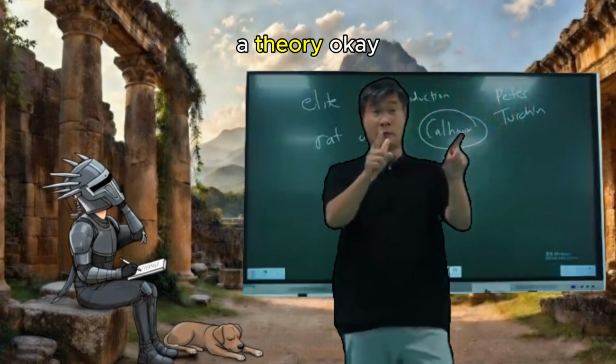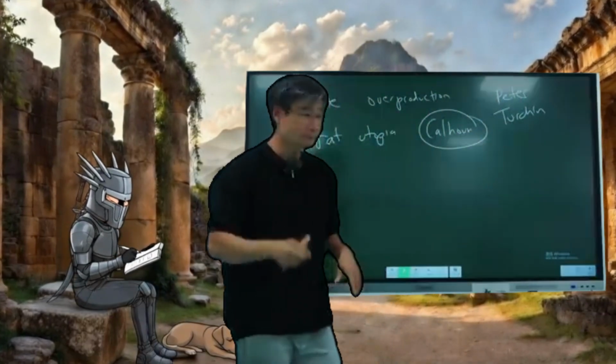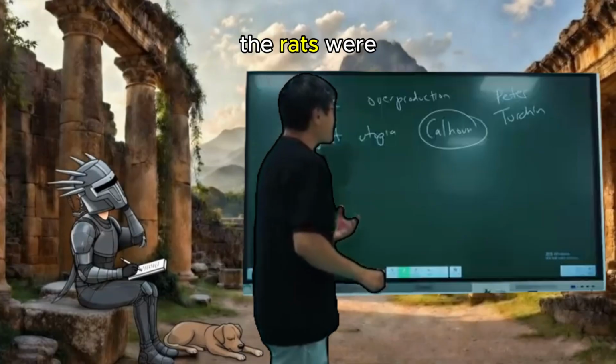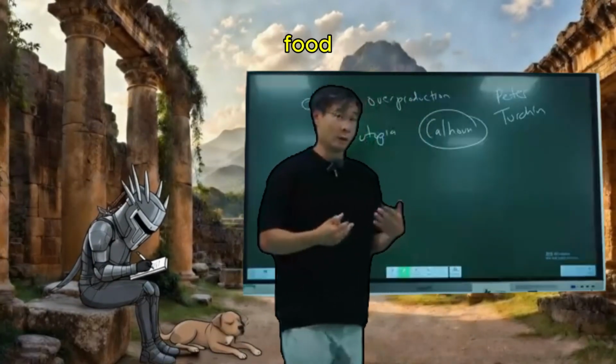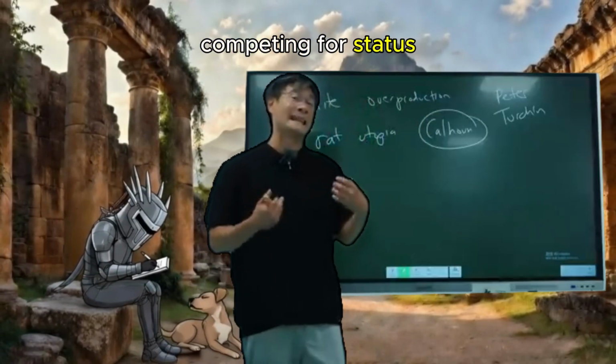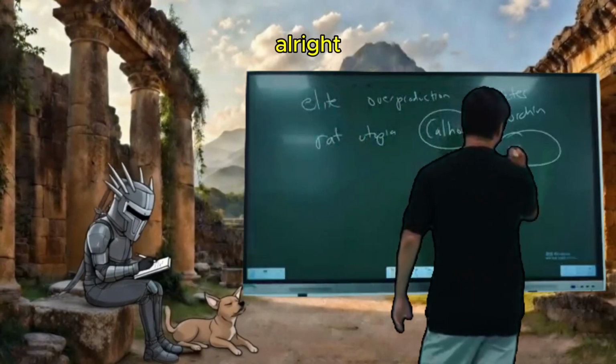But he had a theory, okay? And the theory is this. The rats were not competing for food. They were really competing for status. All right.